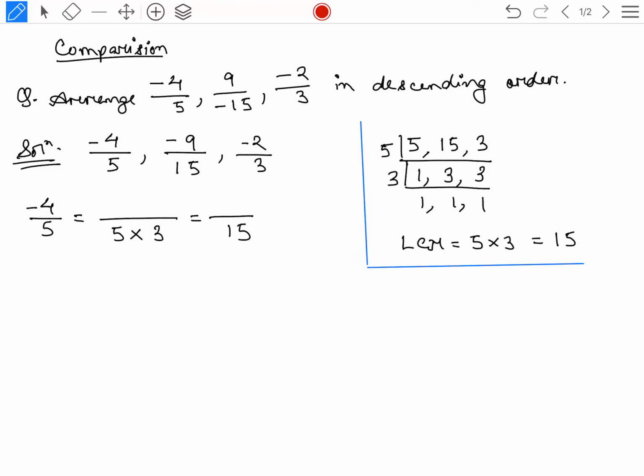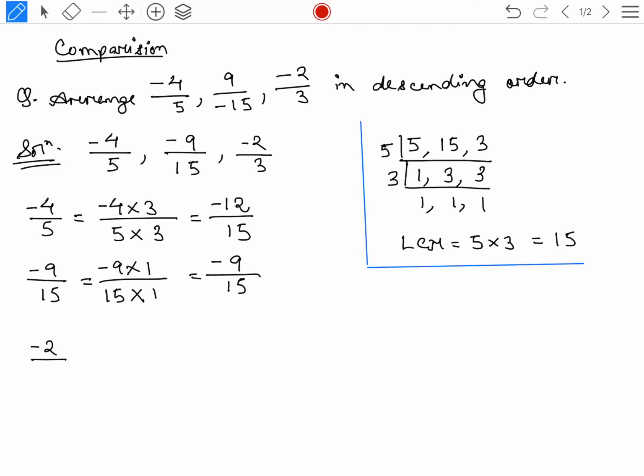Since the denominator is multiplied by 3, we have to multiply the numerator also by 3. So it will be -4 into 3, yes or no? Then 4 threes are 12. All of you know 4 threes are 12, but there is a negative sign, so it will be -12/15. Understood? The second one, -9/15. The denominator is already 15, so just multiply by 1, or you can skip the step. It is not required, but I'll do it for you. When you multiply both the numerator and denominator by 1, you get -9/15.